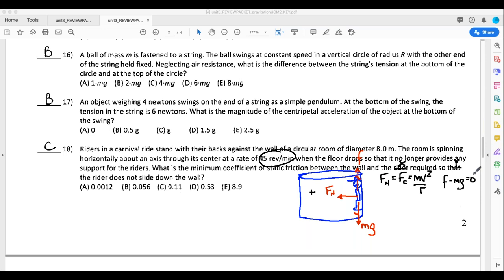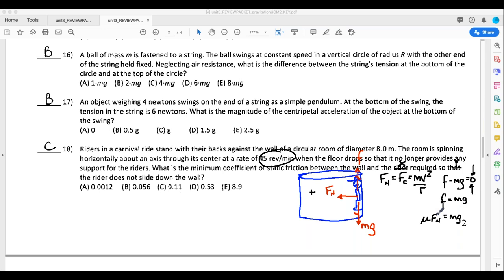And our evidence for the fact that it's equal to zero is that it's not accelerated, right? The floor comes out and you just sit there in the y direction. You're accelerated in the x direction because you're moving in a circle, but in the y direction, you're not. So we can say that friction is equal to the weight vector mg. And additionally, friction can be broken down into mu times the normal force is equal to mg.